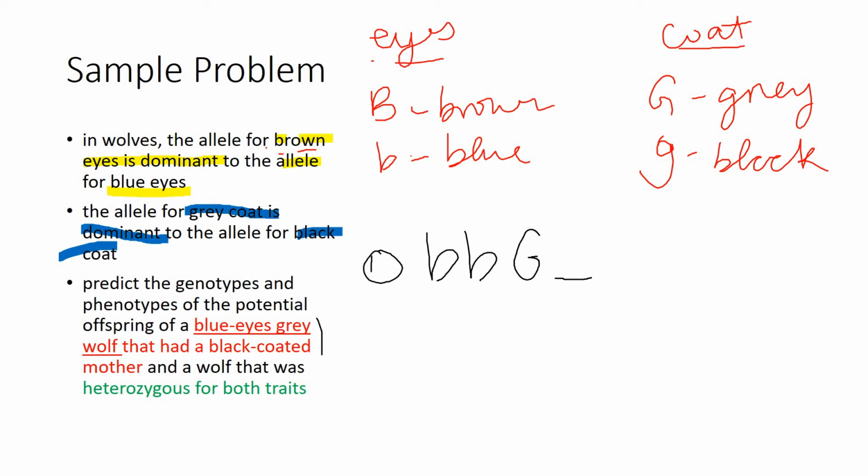Our next clue is that this wolf has a black-coated mother. For the mother to show up as black coat, she has to be homozygous recessive, and she's going to pass one of those alleles to the offspring. So that means this has to be a lowercase g, so this is going to be heterozygous for coat. Now let's look at our second wolf, which is heterozygous for both traits. That one's easy. We're just going to put it in as heterozygous here, and that's what we have.